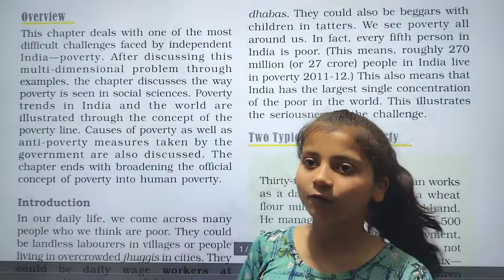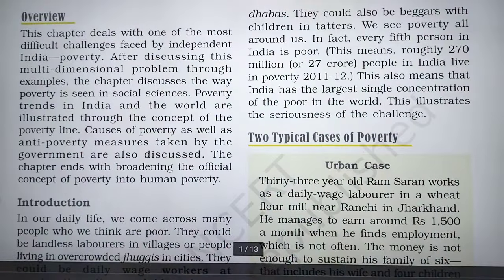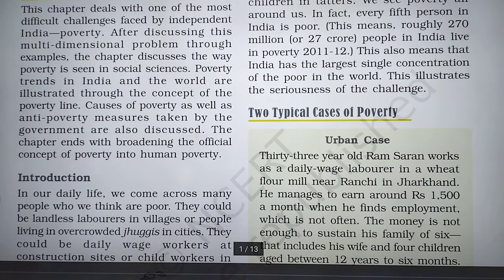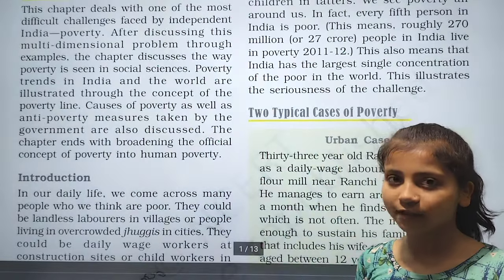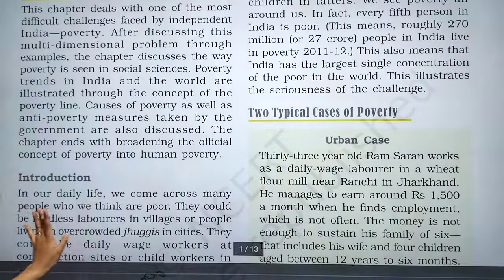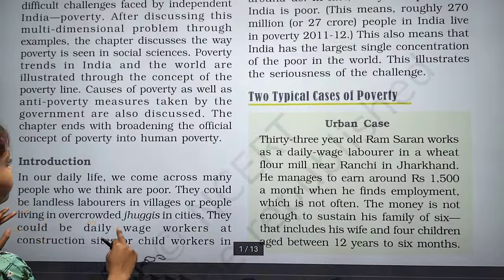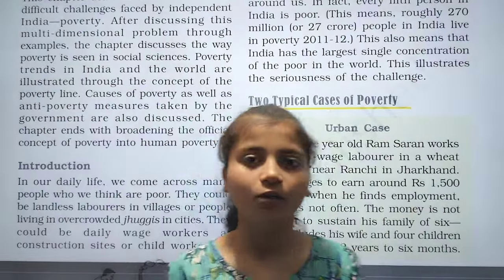In this chapter we will also discuss the causes and the anti-poverty measures taken by the government of India. The chapter ends with the broadening of the official concept of poverty into human poverty. So this is the overview of the chapter that we are going to read.